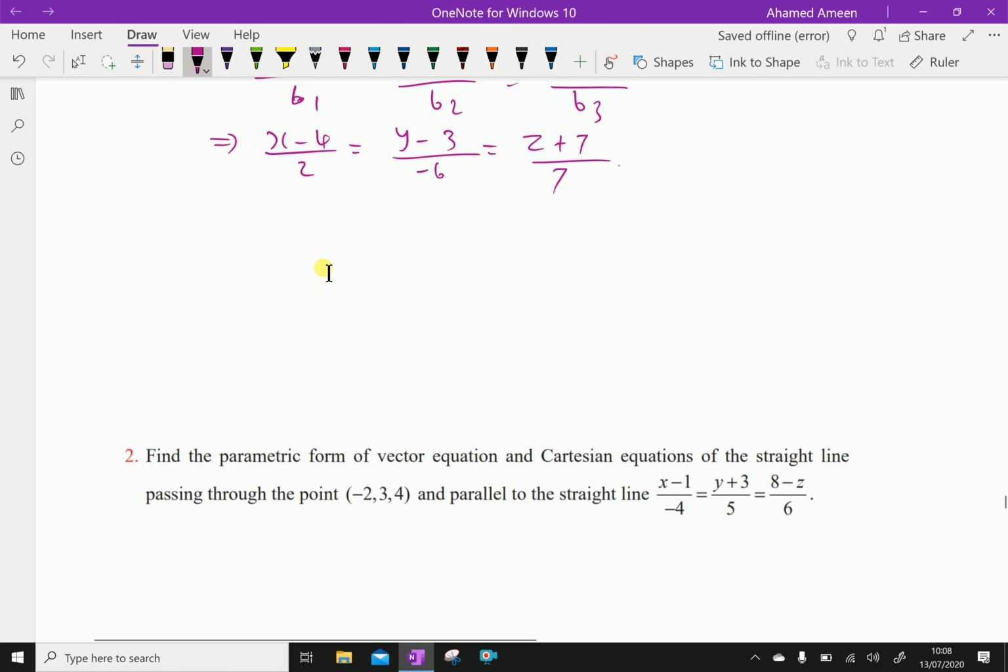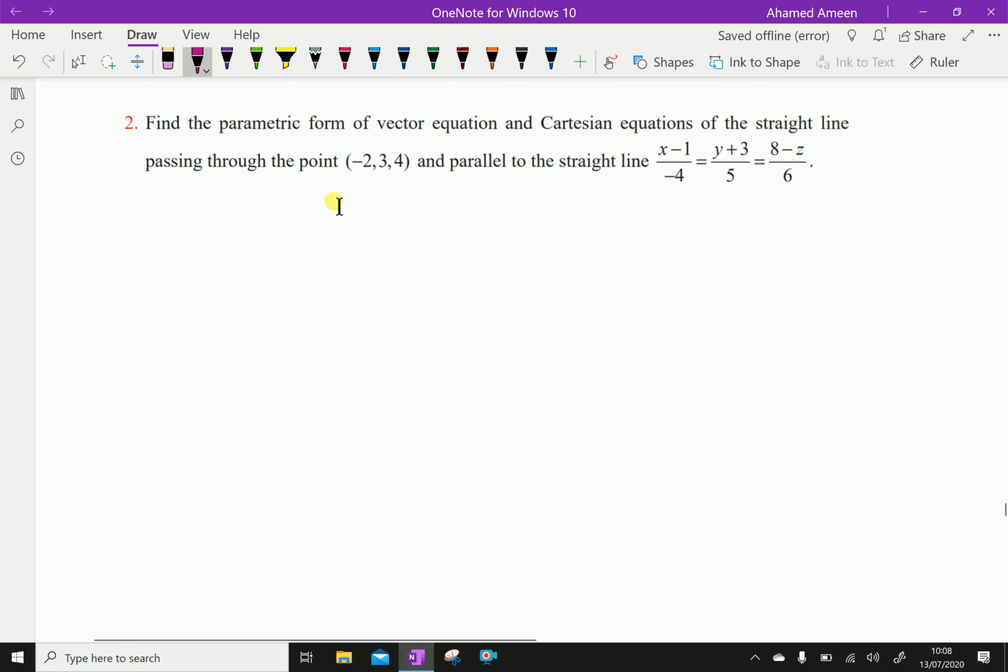Now question number 2. Find the parametric form of the vector equation and Cartesian equation of the straight line passing through the point minus 2, 3, 4 and parallel to the straight line x minus 1 over minus 4 equals y plus 3 over 5 equals 8 minus z over 6.